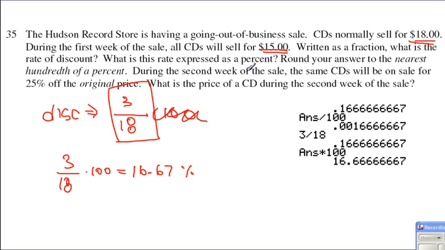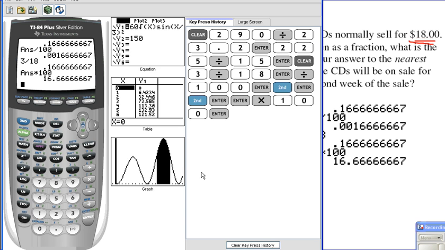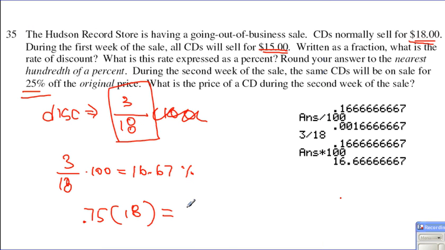Now, during the second week of the sales, the same CD will be on sale for 25% off. 25% off, that means we still have to pay 75%. So we end up getting 0.75 times 18. That becomes our final answer. 0.75 times 18. We end up getting 13.5.